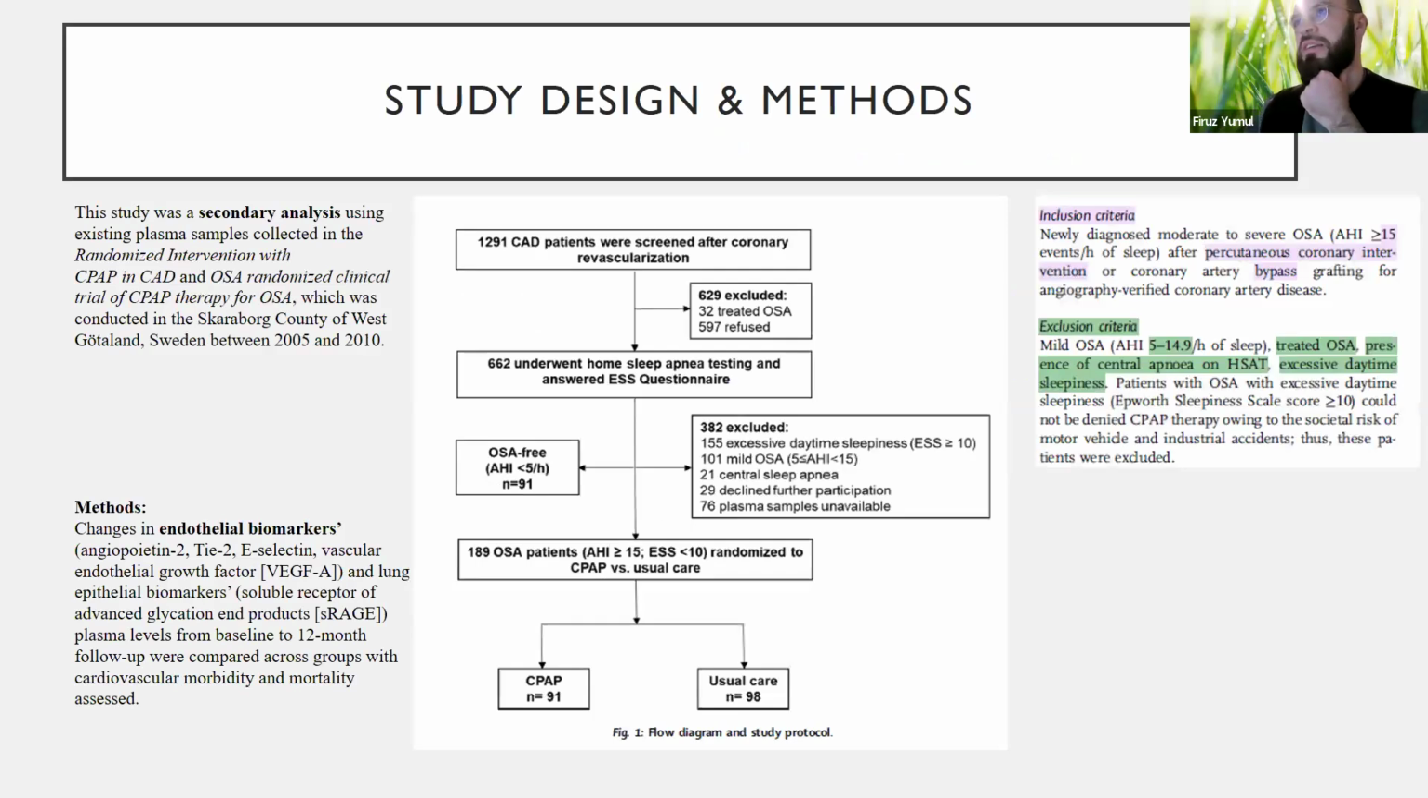So here's a slide on the study design and the methods. I want to go through this. We could start with what kind of study this was. This was a secondary analysis of a randomized clinical trial. That means they looked at existing data of actually two studies: the randomized intervention with CPAP and CAD study, as well as the OSA Ricardosa study. The original studies involved the randomization of patients with obstructive sleep apnea and coronary artery disease who either received CPAP therapy or usual care after coronary revascularization.